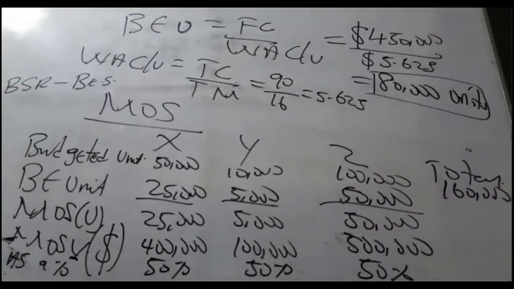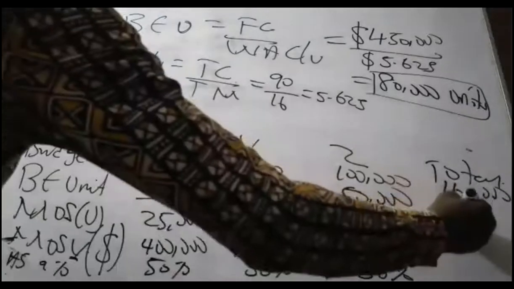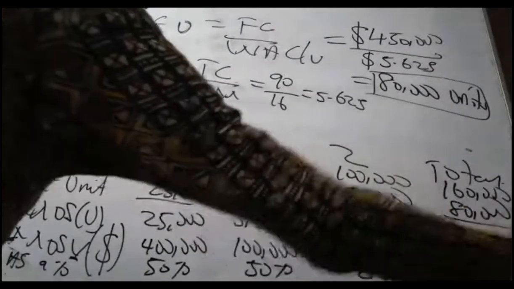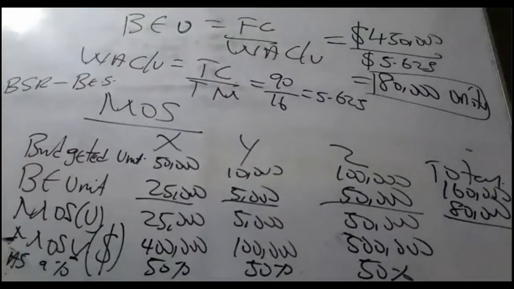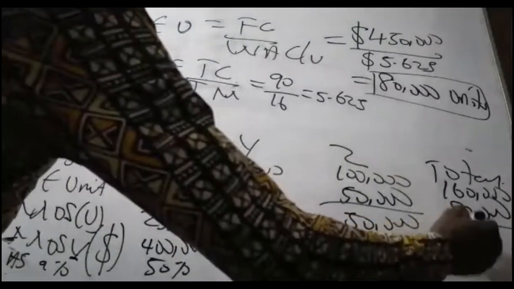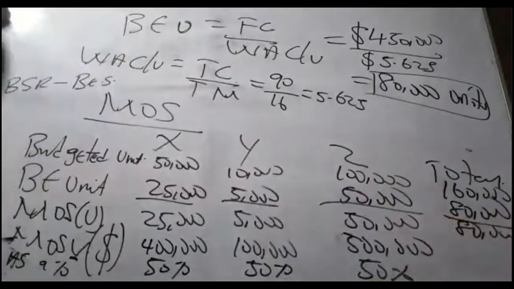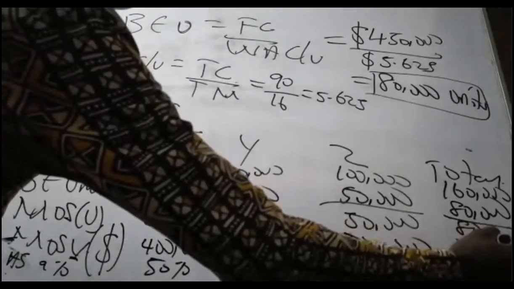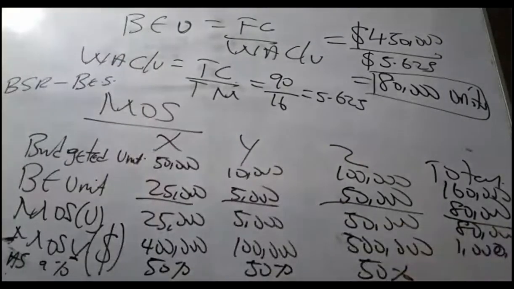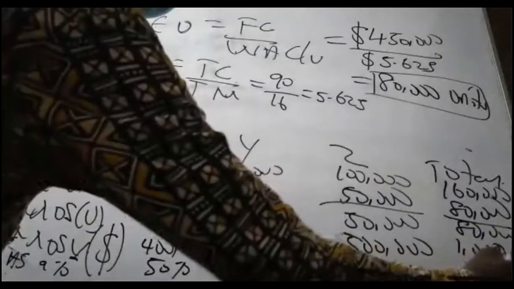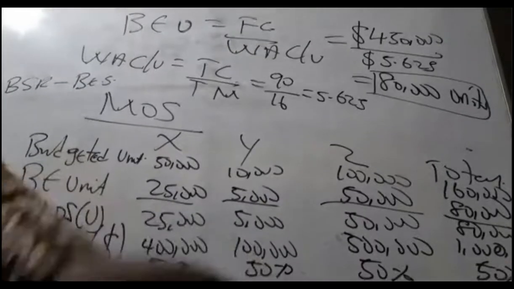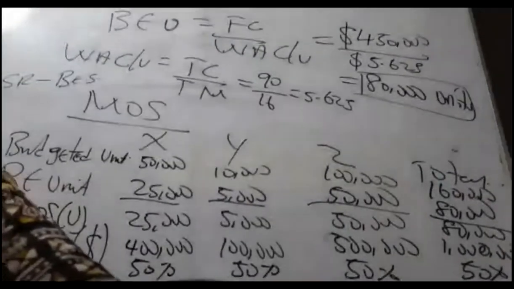Then the break-even unit, we had 80,000. Wow, that's so interesting. So therefore, the margin of safety in total to be what? 80,000. And then the monetary value be what? 1 million. Then the percentage be what? 50%. Wow, that's so interesting. Okay, so we are done with this particular section.